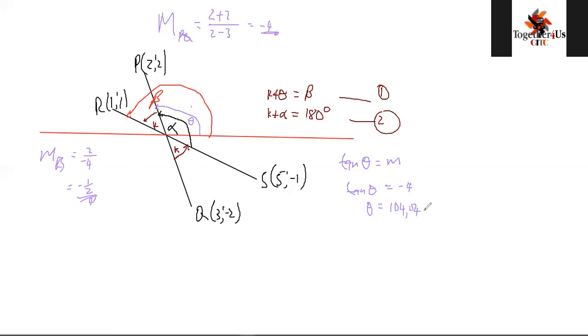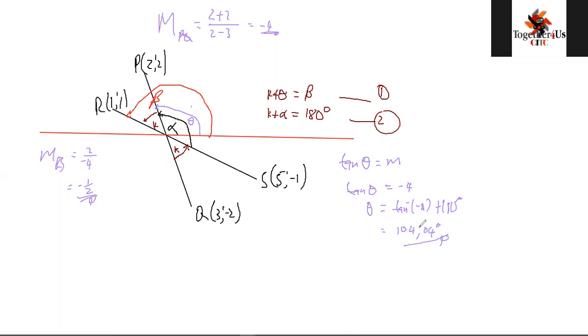104.04, right? Remember, in this case, because we've got an obtuse case, that's the important part, you are going to add 180 to the angle that you are going to find. So maybe let me just do you that favor here and say, well, in this case, theta is going to be the arctan of minus 4 plus 180, because you are still getting used to this. So in this case, it will be 104.04.